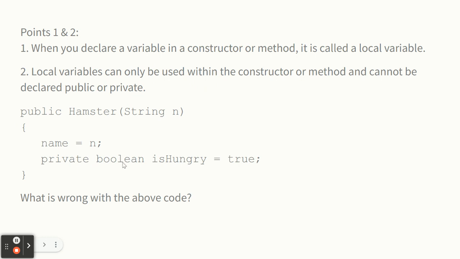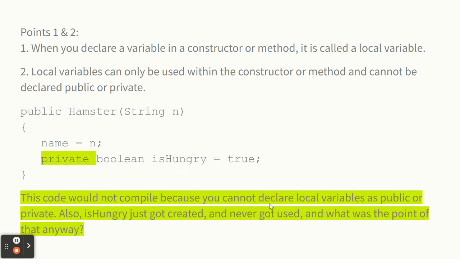So we could say boolean isHungry equals true, which is a little silly. That declares a local variable, sets it to true, and then the variable gets destroyed as soon as the constructor is done. But it would be legal. But you can't say private in front of there. The code wouldn't even compile. And I just set it down here. Also, isHungry just got created, never got used. And what was the point of that anyway? It would just get thrown away. You couldn't use that variable someplace else.